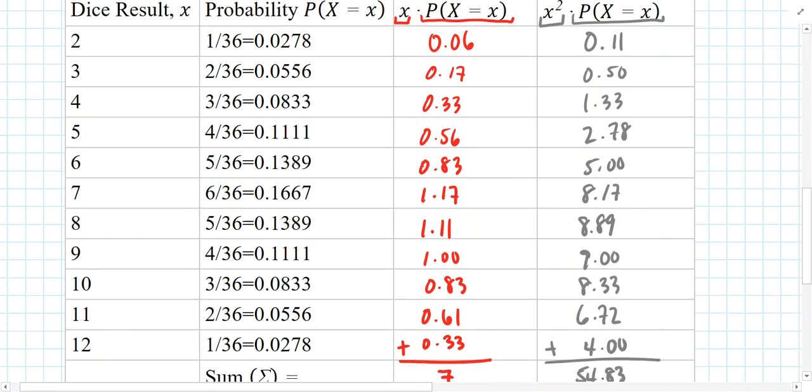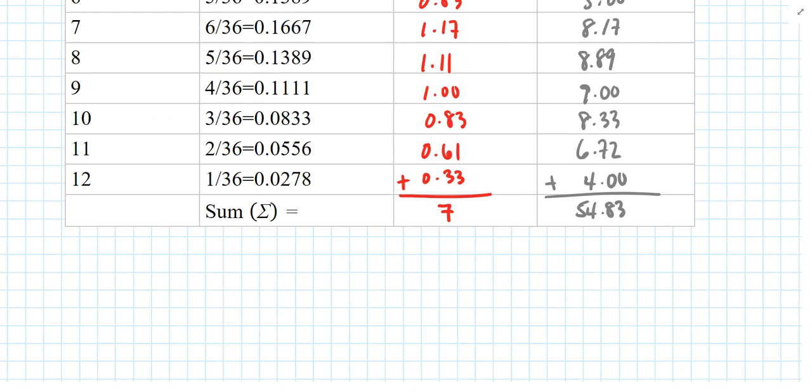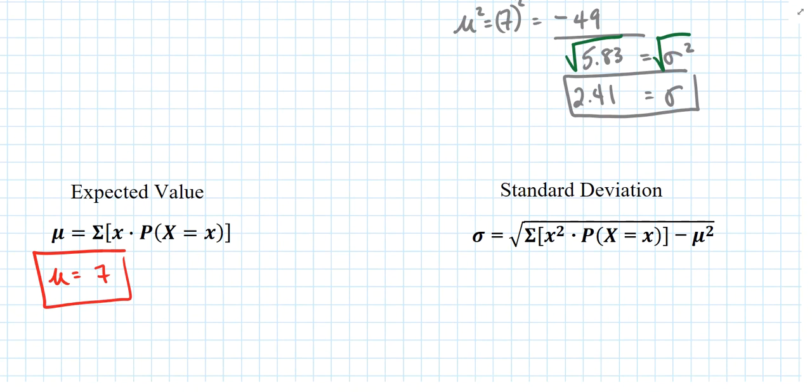The sum of these values is not the standard deviation. Rather, we must square the expected value, subtract this number from the sum, and finally take the square root. Further study of standard deviations and normal distributions will shed more light on what this value implies. But for now, we can use it to describe the spread of data.